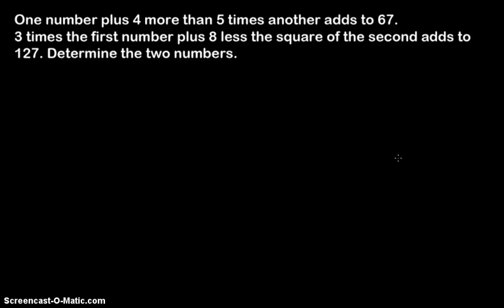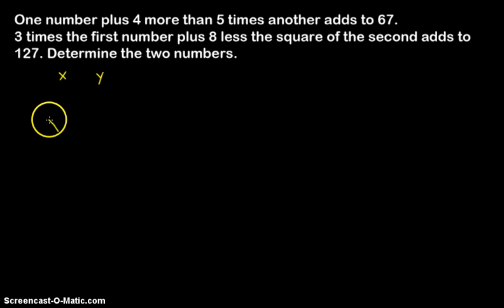So, and this is a really good example of it. So let's take a look at this. One number plus 4 more than 5 times another adds to 66. So, wow, okay, so what does that mean? And then I have another one that says 3 times the first number plus 8 less the square of the second adds to 127. So I got to figure out the 2 numbers. So I got 2 numbers. Let's find our way through this. So I'm going to have an x and I'm going to have a y. Because why not?